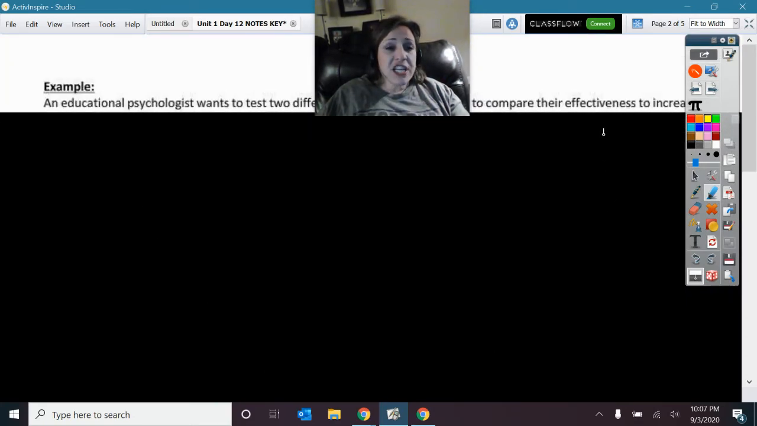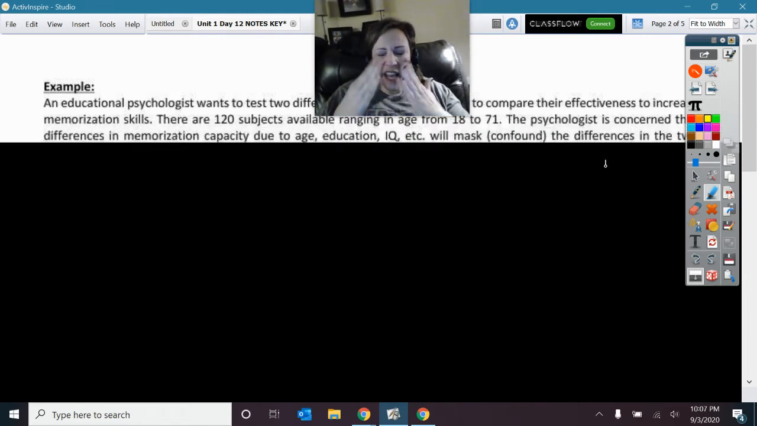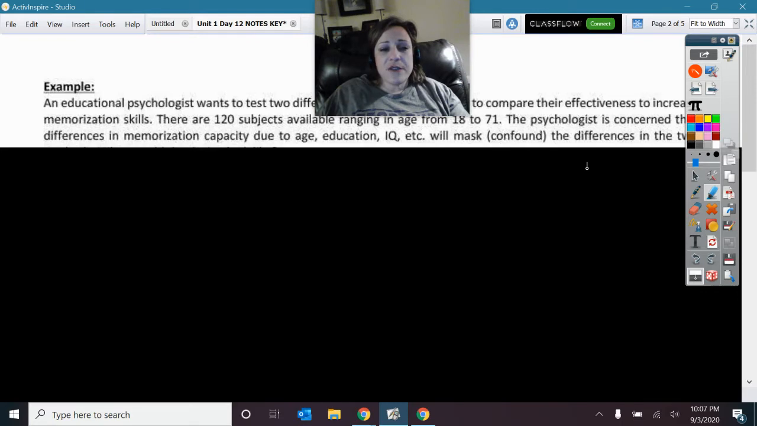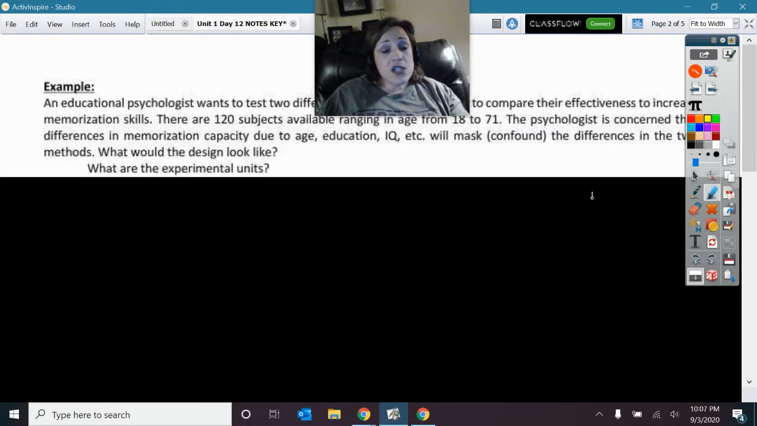We've got an educational psychologist who wants to test two different memorization methods and compare their effectiveness at increasing memorization skills. We do have 120 subjects available, ranging in age from 18 to 71. As I'm sure you can imagine, the psychologist is concerned that there are differences in memorization ability just based on the person themselves, due to age, education, IQ, many things. And so those could confound the differences between the methods. So let's talk about how that might best be done.